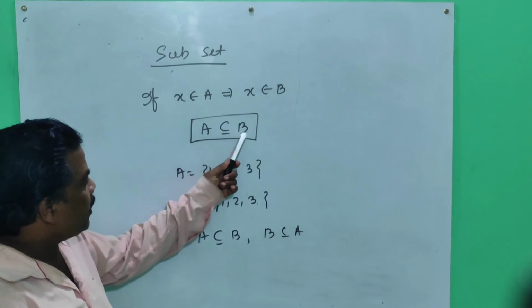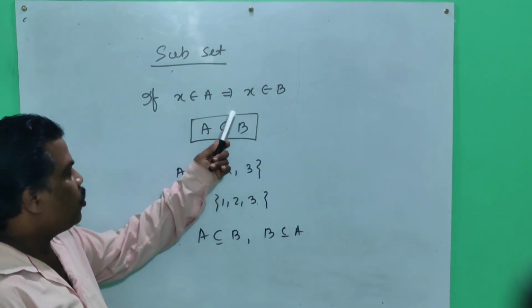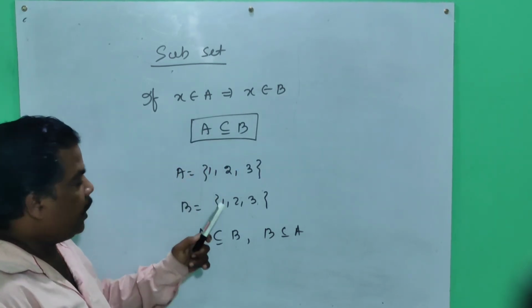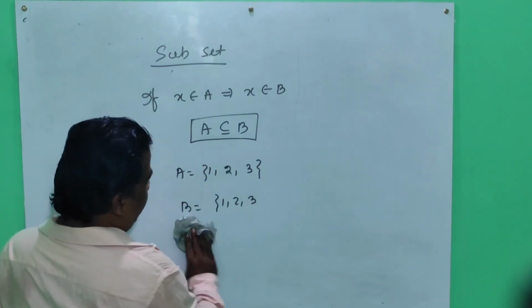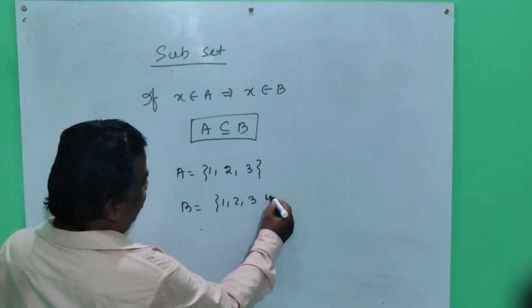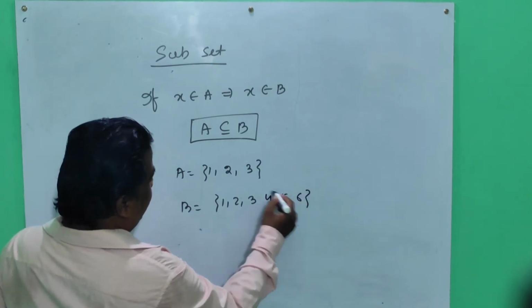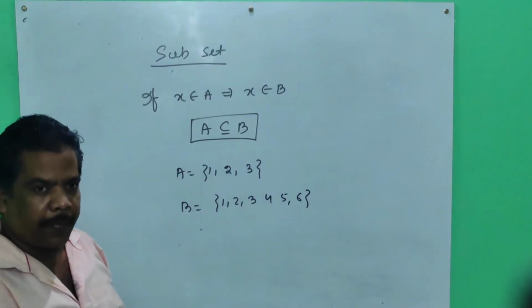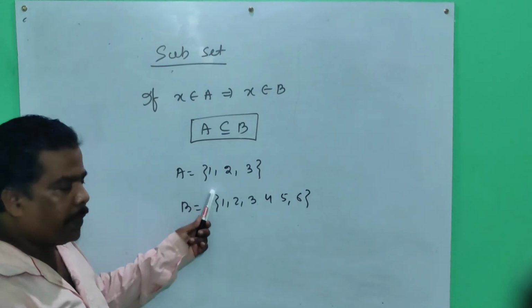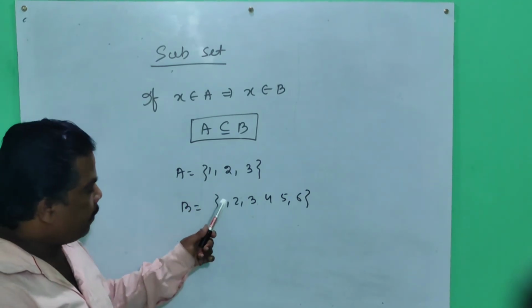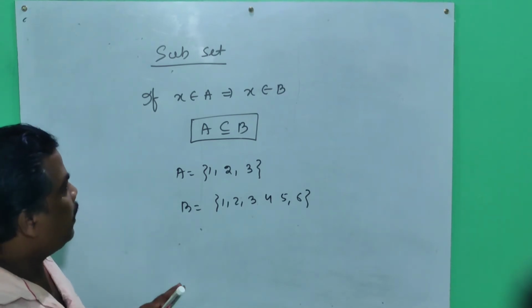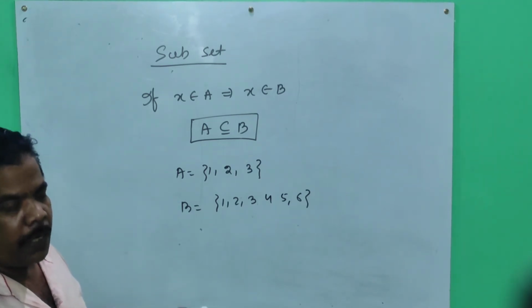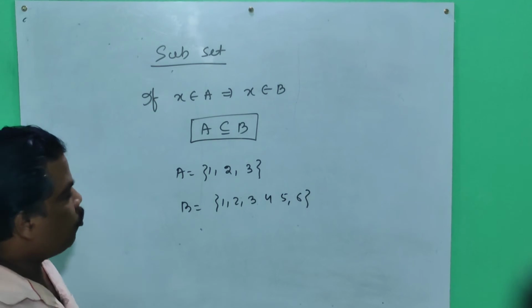If A is a subset of B, then B is a superset of A. Suppose A is equal to {1, 2, 3} and B is equal to {1, 2, 3, 4, 5, 6}. Here A is a subset of B. If A is a subset of B, then we say B is a superset of A. Now we know what is a subset, a proper subset, and a superset.